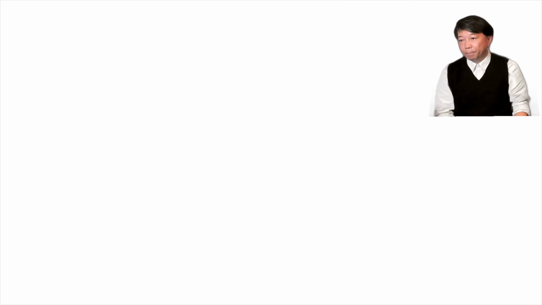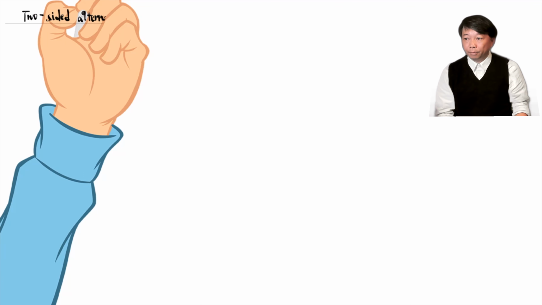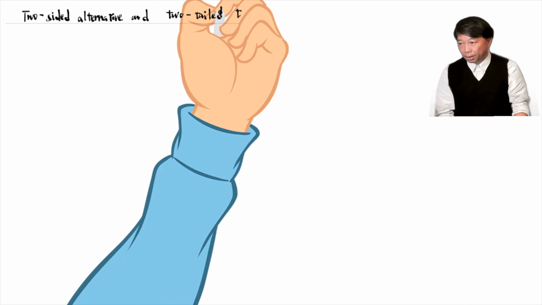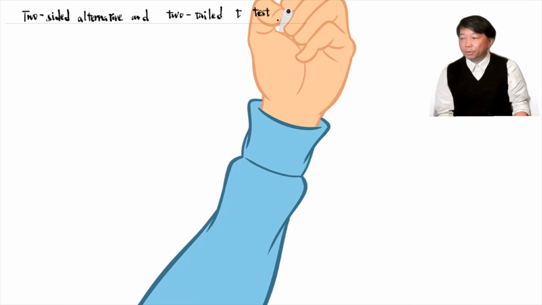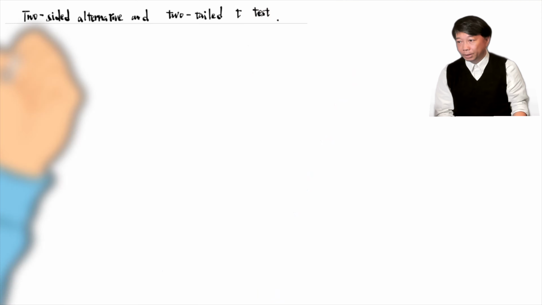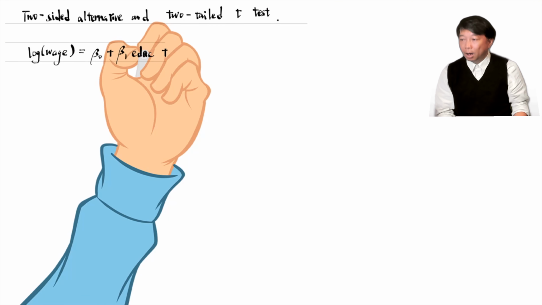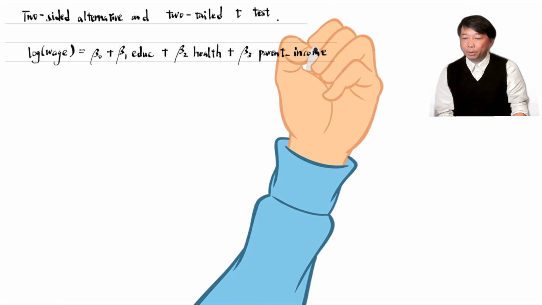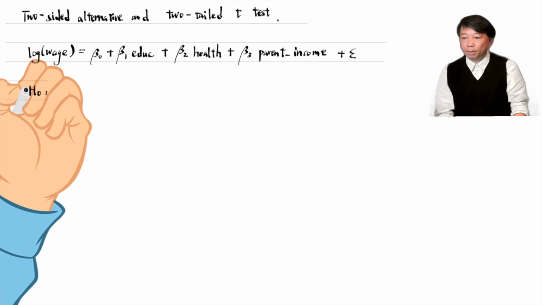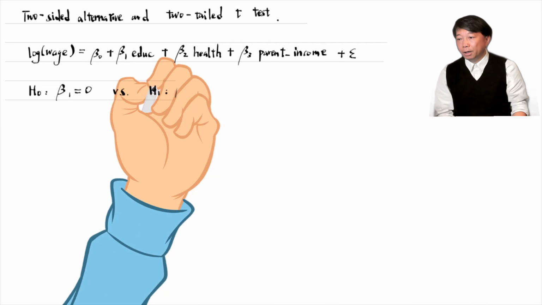The above is about the one-sided alternative and the one-tailed t-test. But it is more common to test the null hypothesis against a two-sided alternative. For our case of the workers' hourly wages, suppose we are uncertain whether education has a positive or negative effect on wages after controlling for the other variables in the model. We can perform a two-tailed t-test.